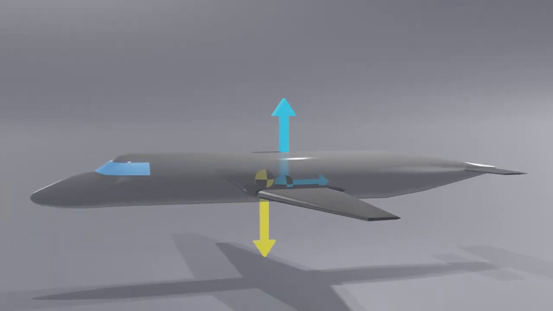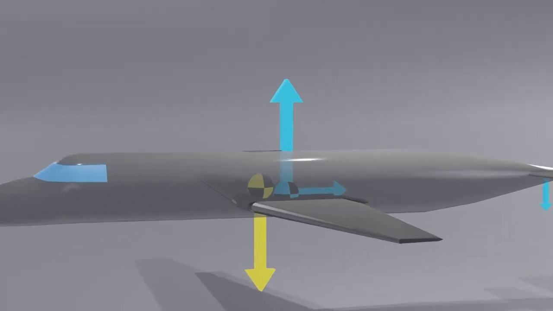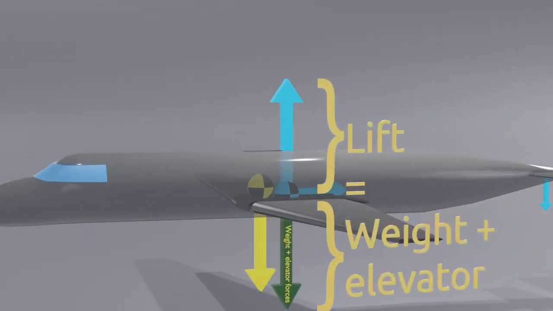To keep the nose level, which way should the elevator push? Down. Exactly. Now that the total downward force from the weight and elevator is equal to the upward lift force, we can maintain level flight.